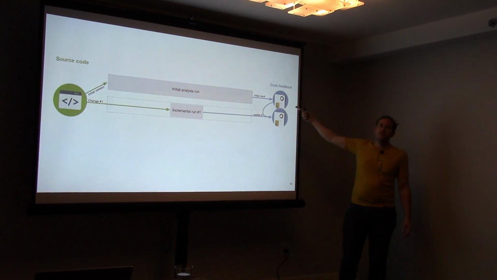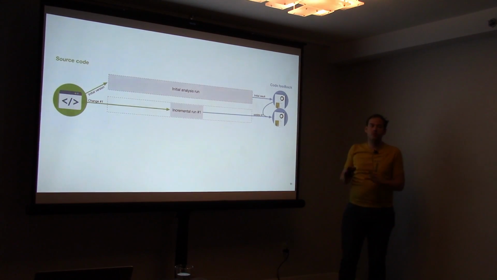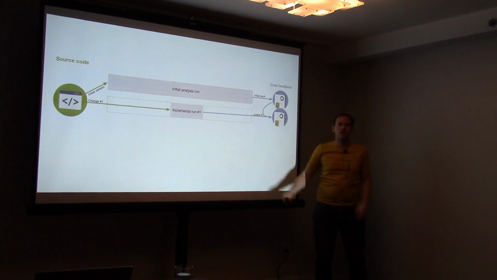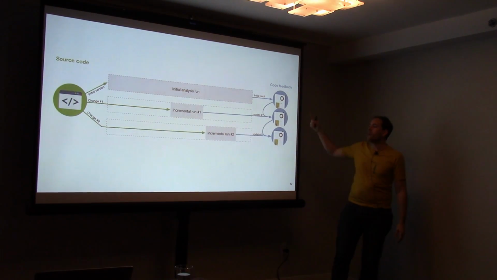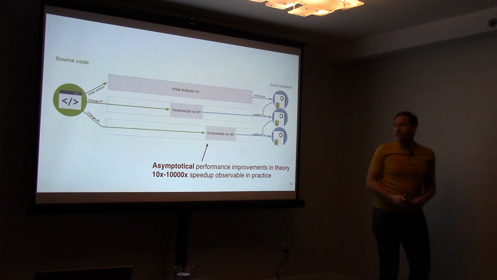And on the right-hand side, you see that instead of computing the feedback from scratch, we are updating the feedback that we had before. So we're invalidating feedback that has become invalid, and we're adding feedback that we can now derive based on that change. And for every change that's coming in, we're going to update the feedback again and again. So theoretically speaking, you can get asymptotic performance improvements by doing that. In practice, we have observed speedups of up to 10,000-fold.